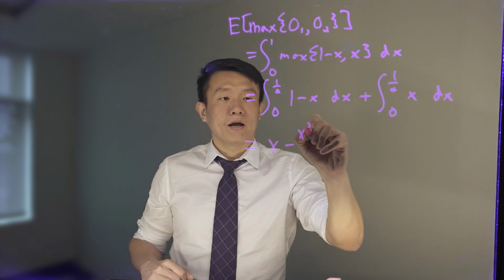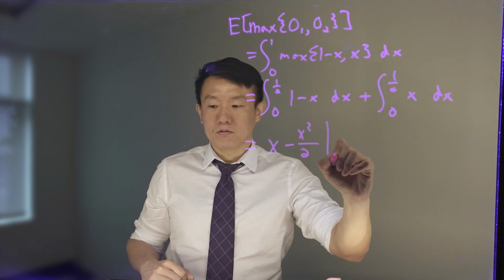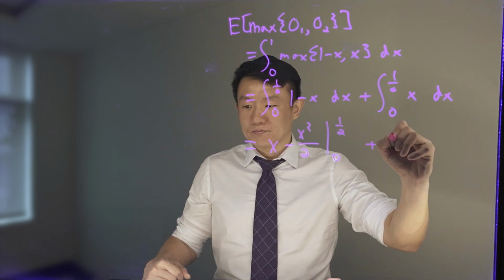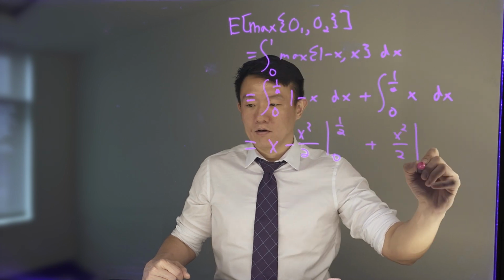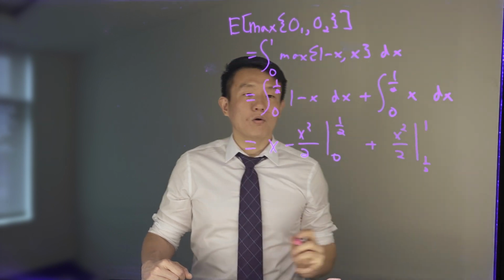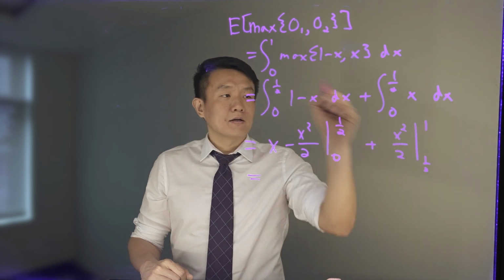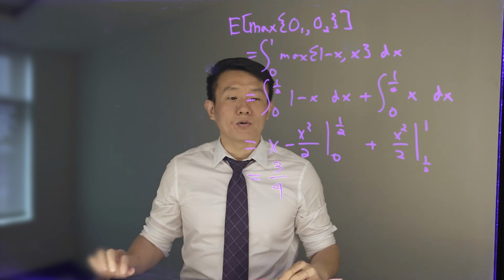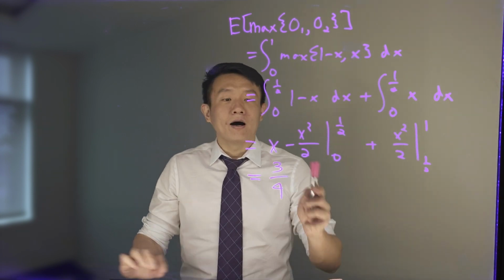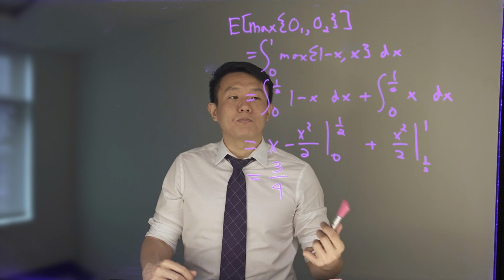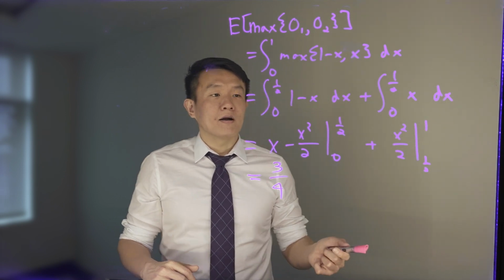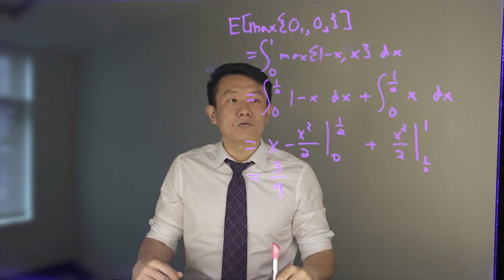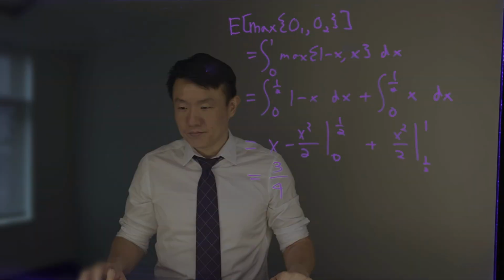That's going to give me x minus x squared over 2 from 0 to 1/2, plus x squared over 2 from 1/2 to 1. Doing all that summing, we get a total expected value of 3/4. So having a flexible fuel car is better than having either a car that runs only on biofuels or a car that only runs on fossil fuels.